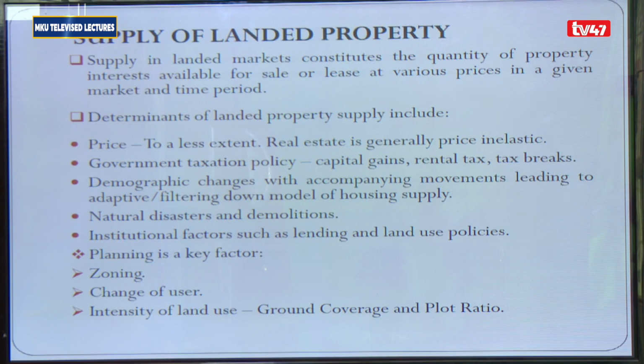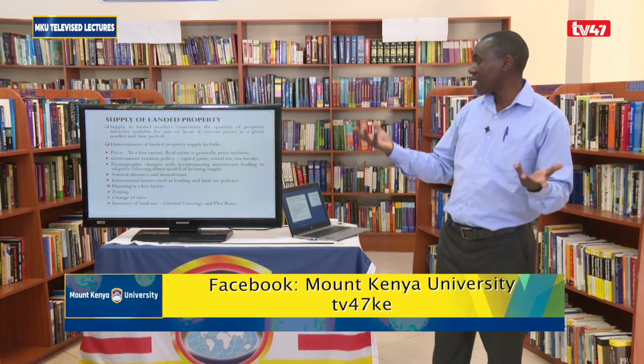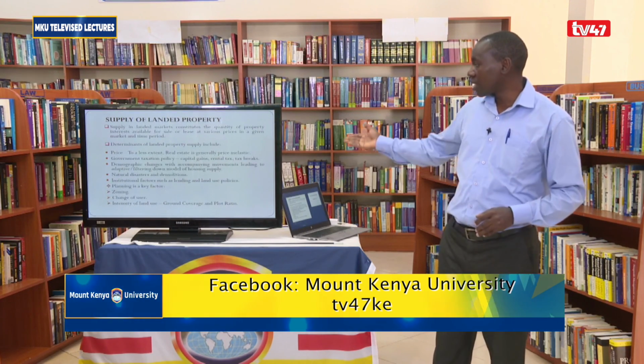Government taxation policy, that has been covered in form of capital gains and rental tax. Capital gains is a tax that is charged when you transfer property. You consider at what price you bought it and the sale price, and the difference, what you have gained, is taxed. Rental tax, that's tax on rent, and the tax breaks.